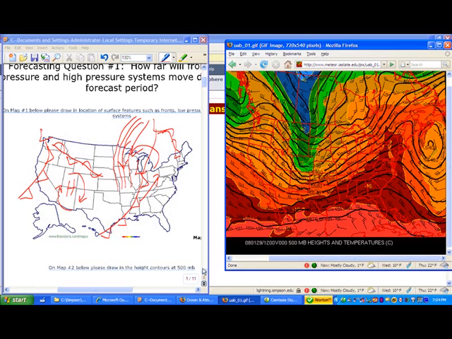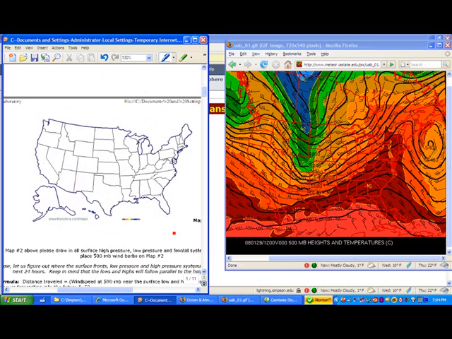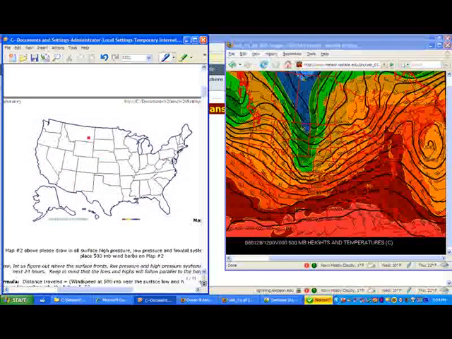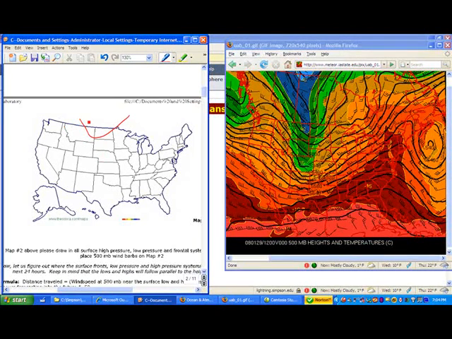So let me go down here, and on map 2 I'll draw in the isohips pattern. I'm just going to roughly sketch that in.